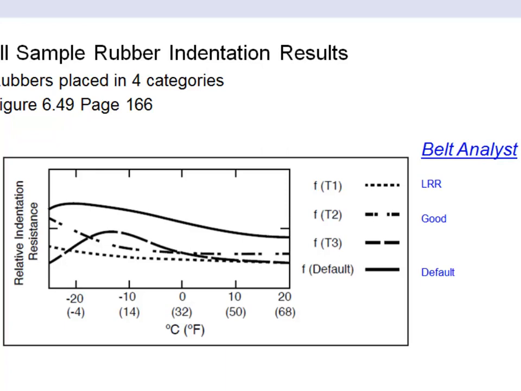Now, as we move forward and we talk about Belt Analyst, there's actually 3 of these data sets that we've included in Belt Analyst version 14 as our rubber categories. The default, obviously, and then we've included what we call good, which is the T2 category, and then one we call LRR, as low rolling resistance rubber, which is the best of the 3 categories. We have left out T3 in this case, as it doesn't really follow any of these particular criteria of default, good, or LRR. We'll come back and talk about these 3 categories a little later and how we use them in our future Belt Analyst program.